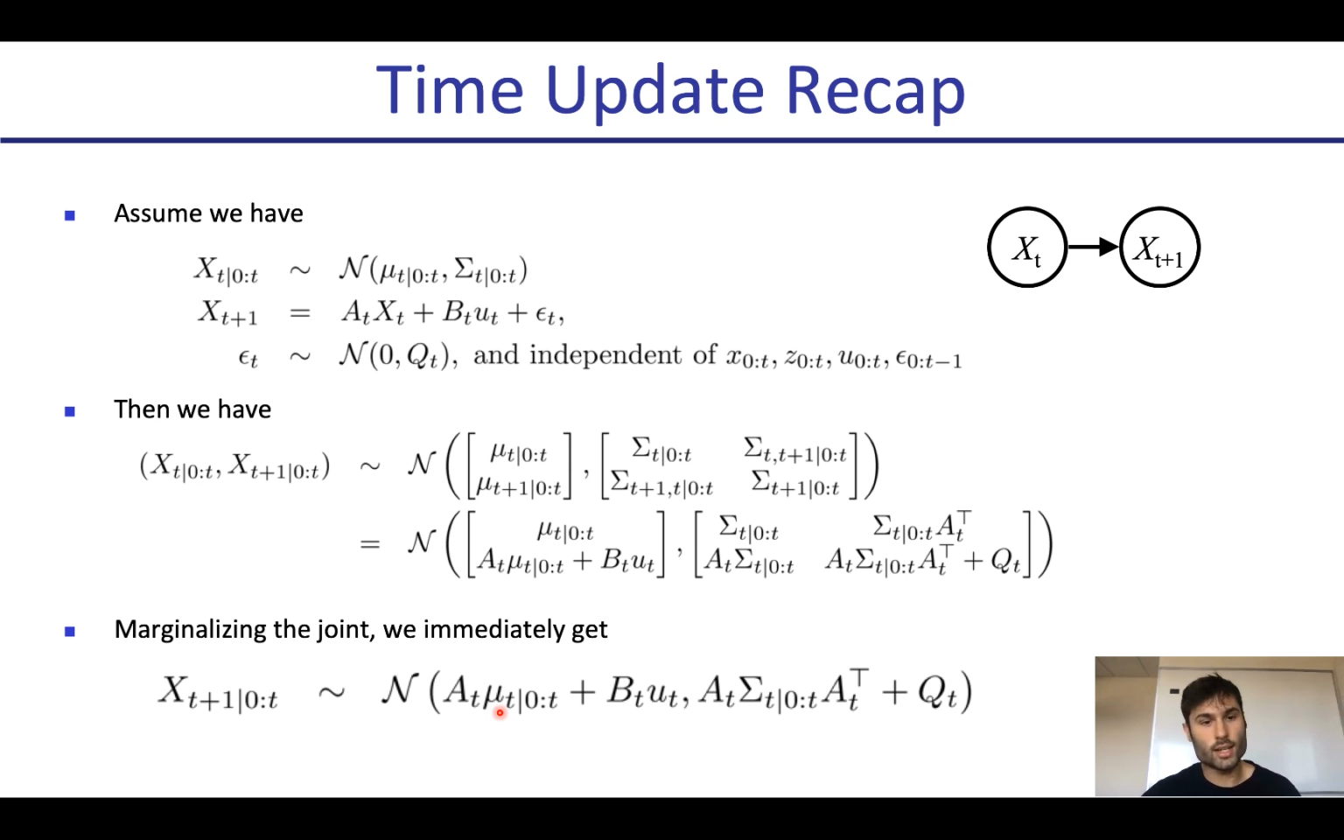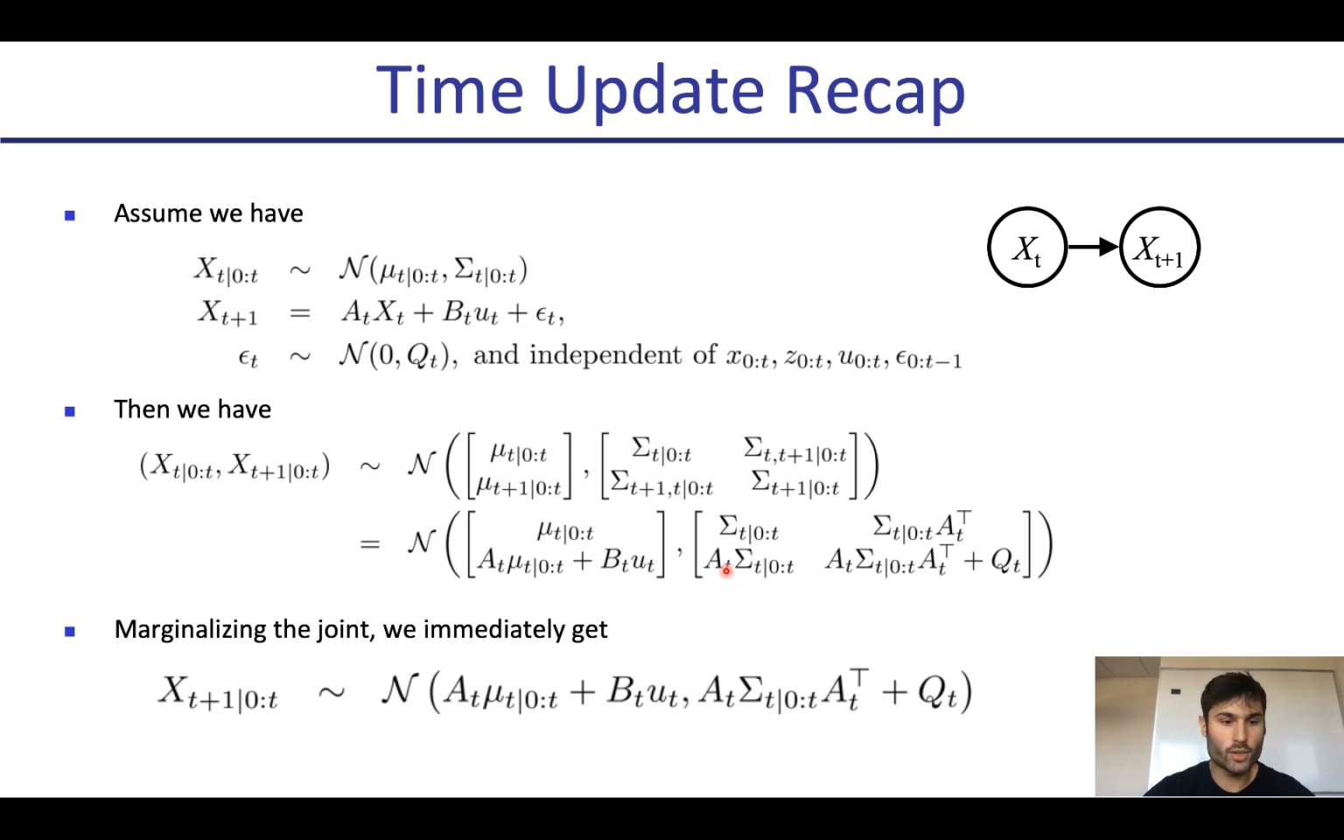So this is the recap of the time update. We assume that we know the underlying distribution of the xt given all the previous measurements. And we have the formula of the dynamics, so we actually assume that we have the underlying dynamics, and we know how the noise behaves. With these assumptions, we find that the joint distribution of xt plus 1 and xt follows a Gaussian distribution with this mean and covariance.